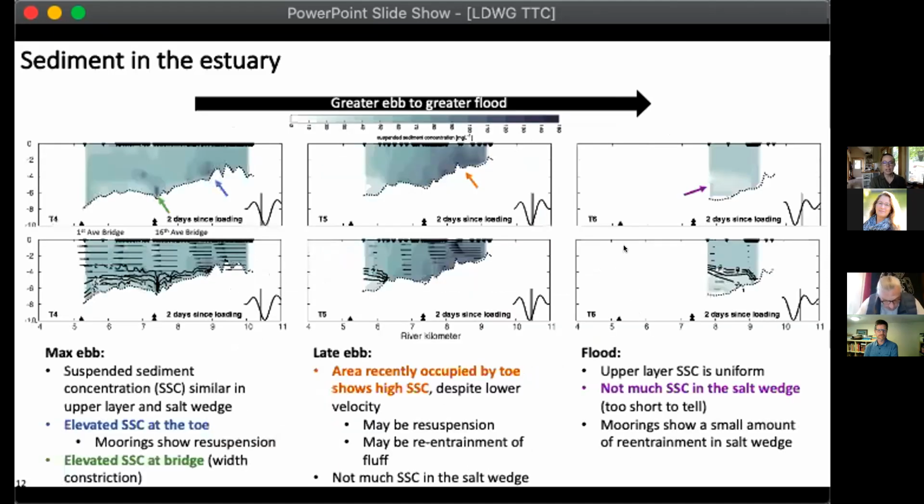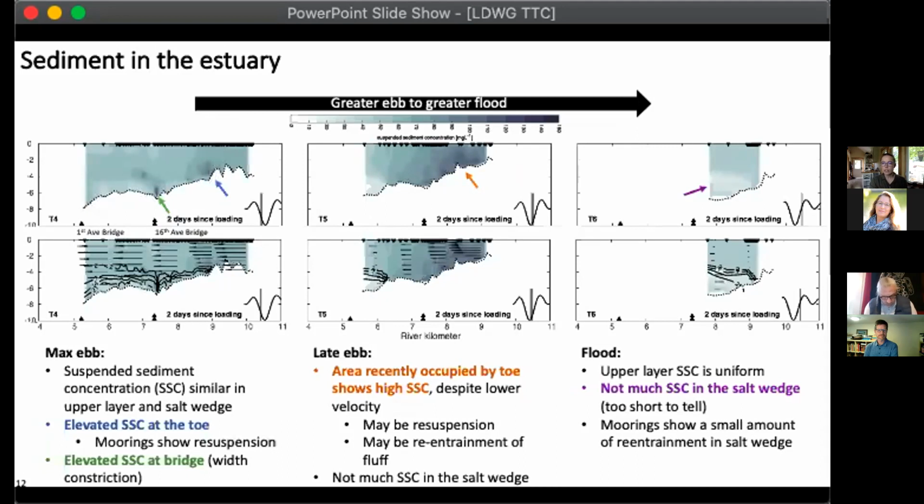And if we look a little bit later in the tidal cycle, we can get more information. On the left, that's the snapshot that I just showed you that was at max ebb. And the middle is showing late ebb, so just a little bit later in the same tidal cycle. There's elevated suspended sediment in the area that was recently occupied by the salt wedge. Velocities are a lot smaller, so there's a question here about whether these areas of high suspended sediment concentration are being resuspended or re-entrained. And estuaries commonly have a layer of fluff that's essentially a loose congregation of flocculated particles that can be easily re-entrained up into the water column, which may be what's happening.